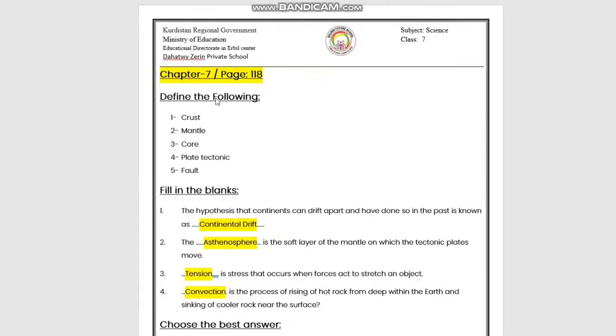So this is the answers of the question bank which we gave you. We are starting from chapter 7, page 118. First thing, we selected some of the definitions. The most important ones are crust, mantle, core, plate tectonic, and fault. These are the definitions inside this chapter which are included. So don't read or even memorize other definitions except these definitions which I selected for you.